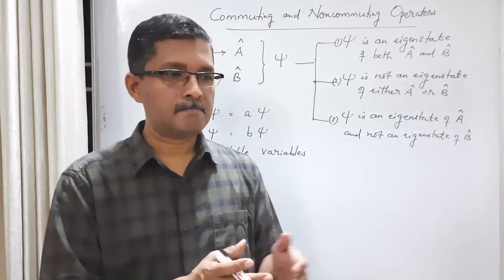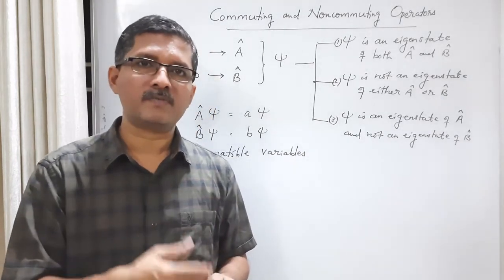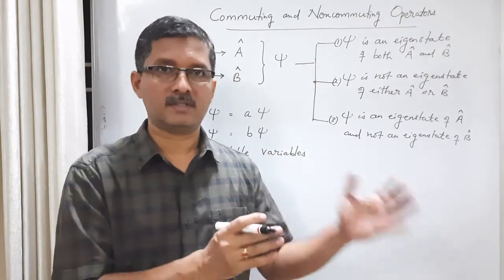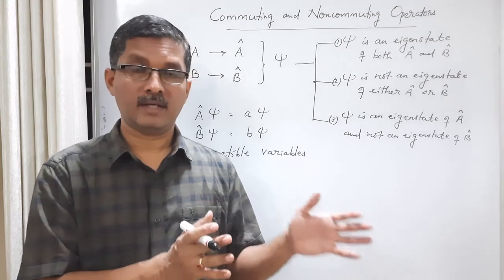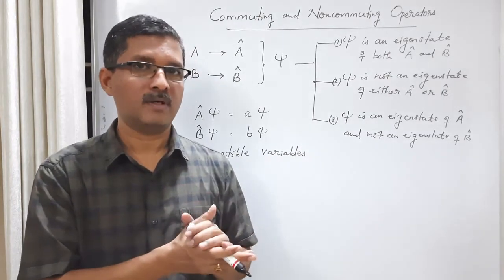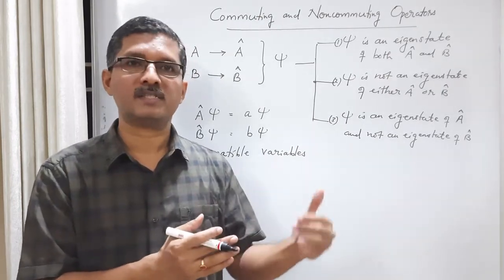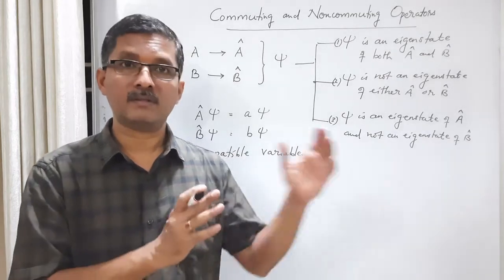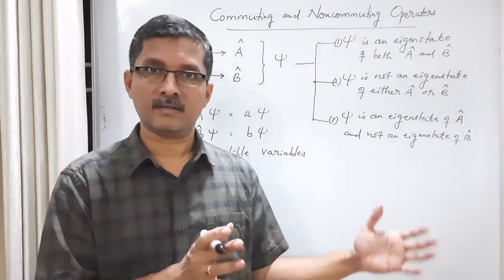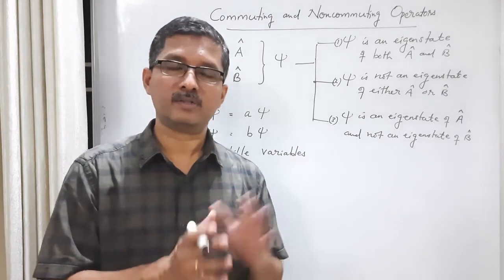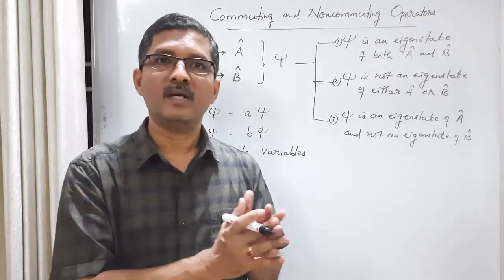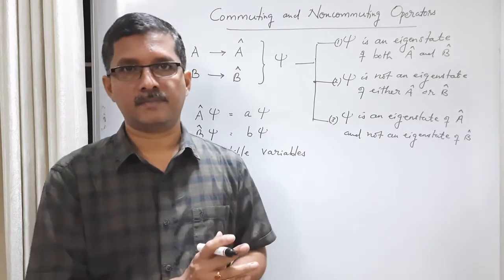So first we measure A, we get small a, then we measure B, we get small b in the same member of the ensemble. So the sequential measurement first yields a, then yields b, and the final state is again psi. There is no change. Why? Because psi is the eigenstate of A and B. So measurement of A and measurement of B do not change the state.